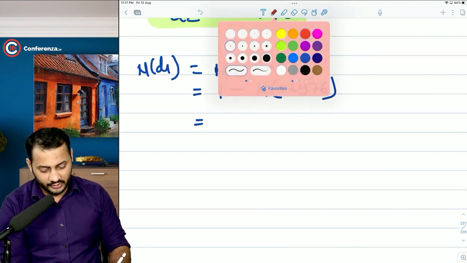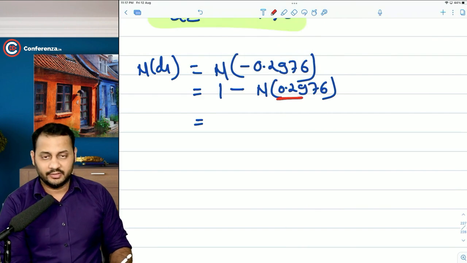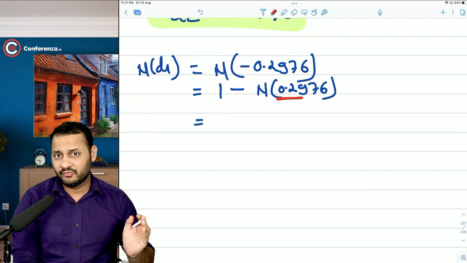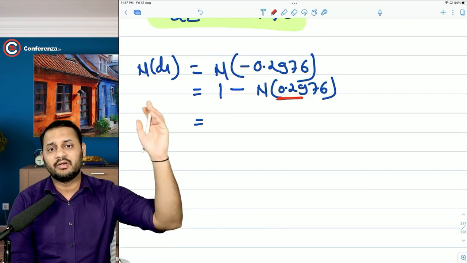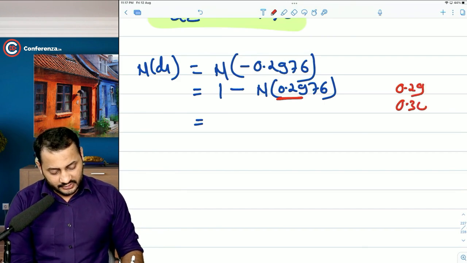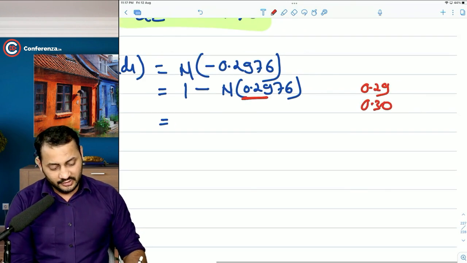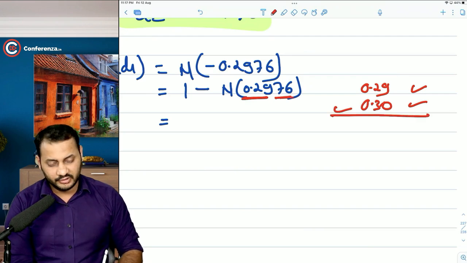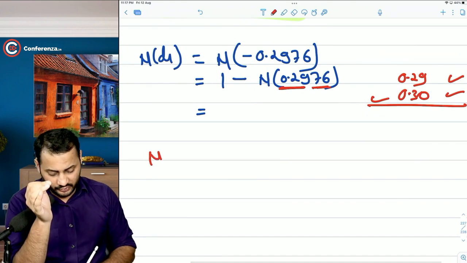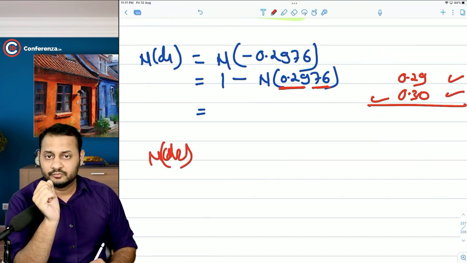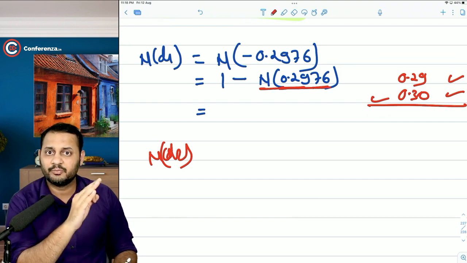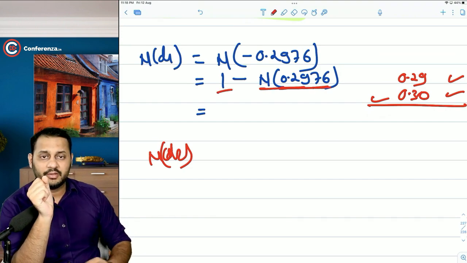Again, what are you going to do? Take 0.29. This is a positive figure now. Calculate the probability of a positive value, deduct it from 1 to arrive at the negative value. So 0.29 is already with you. Then you take the second figure as 0.30 and then do the interpolation. With this, you will get the ND1. And in the same way, you are going to calculate ND2. Whatever value you reach for this positive figure, deduct it from 1.